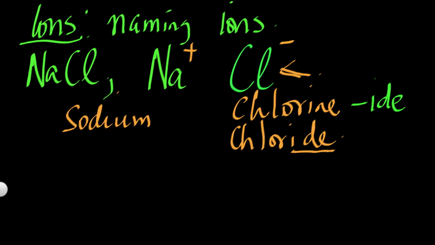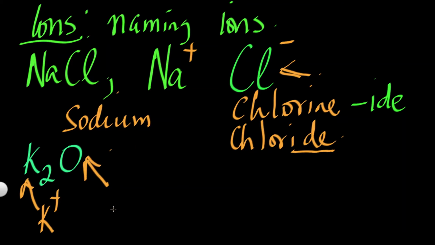All right, let me have another example. Let's say we have potassium oxide, which is K2O. K is for potassium, so this will be K+, and the O is the oxygen. It will be O2-. Please see how I write here. I say 2 minus, not minus 2. We use 2 minus. This is the oxygen.